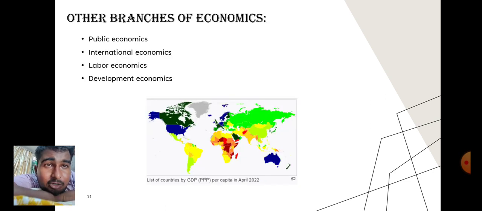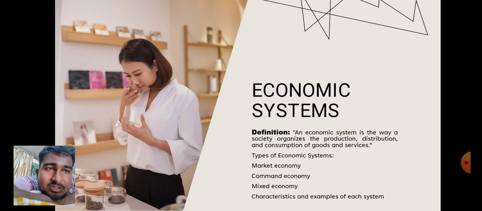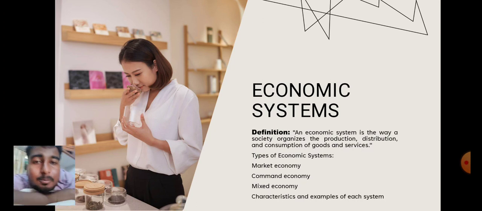Other branches of economics: public economics, international economics, labor economics, development economics. The list of countries by GDP PPP per capita in April 2022 shows this diagram. And economic systems. Definition: an economic system is the way a society organizes the production, distribution, and consumption of goods and services. Types of economic systems: market economy, command economy, mixed economy. Characteristics and examples of each system.